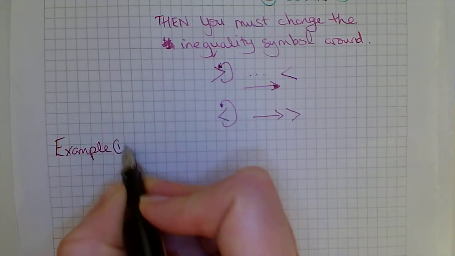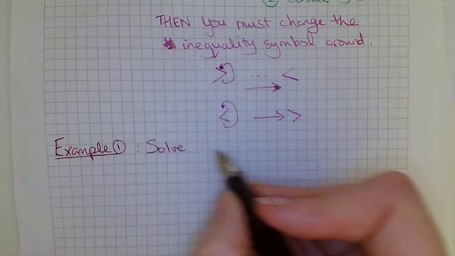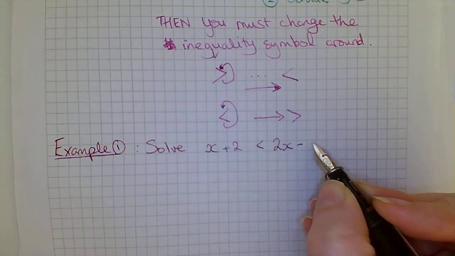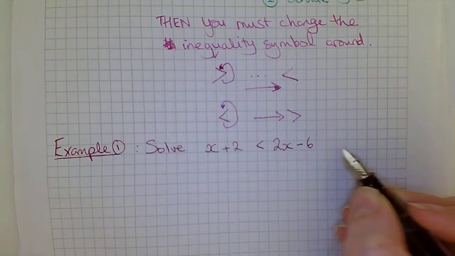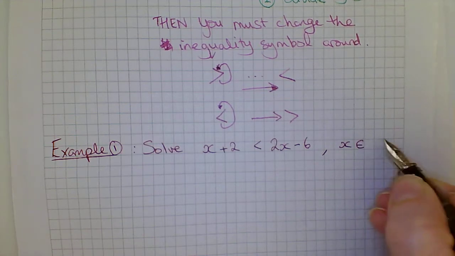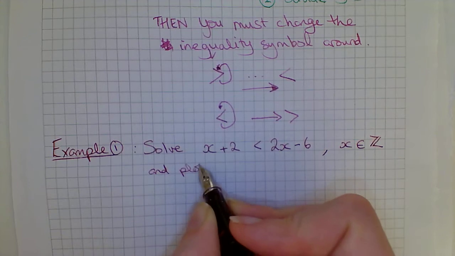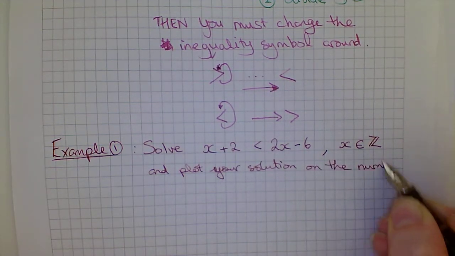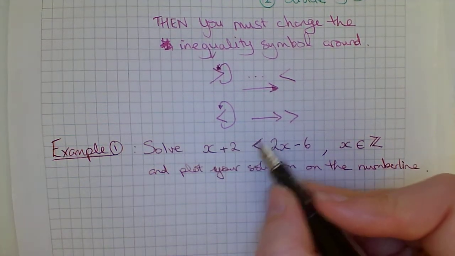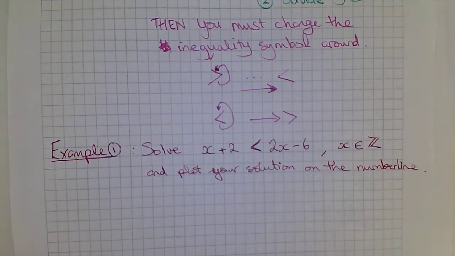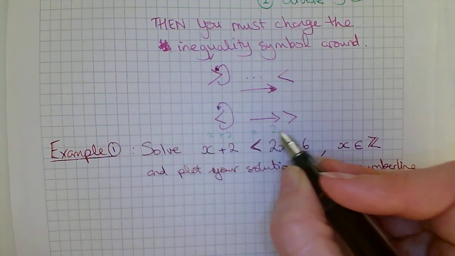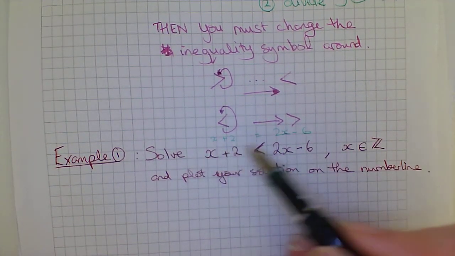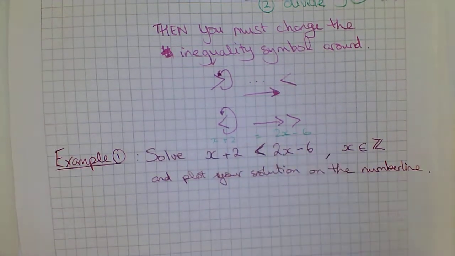So example 1, solve x plus 2 less than 2x minus 6. X, well, we need to know what type of number it is. X an element of the integers, and plot your solution on the number line. Okay, so if this was an equation, it would look like x plus 2 equal to 2x minus 6. That's what it would look like if it was an equation, but it's not an equation. But if it was an equation, we would do letters left, numbers right, and when you change sides, you change signs. So let's take a look at that.